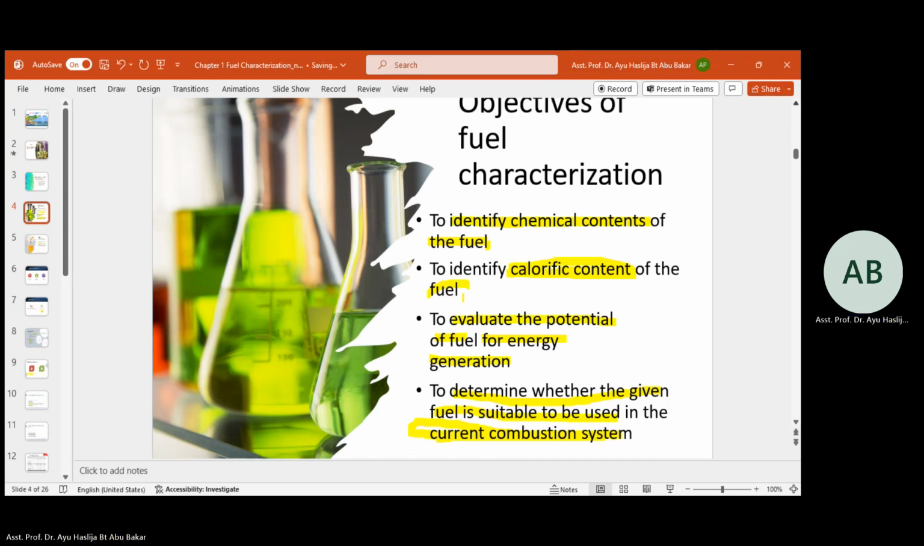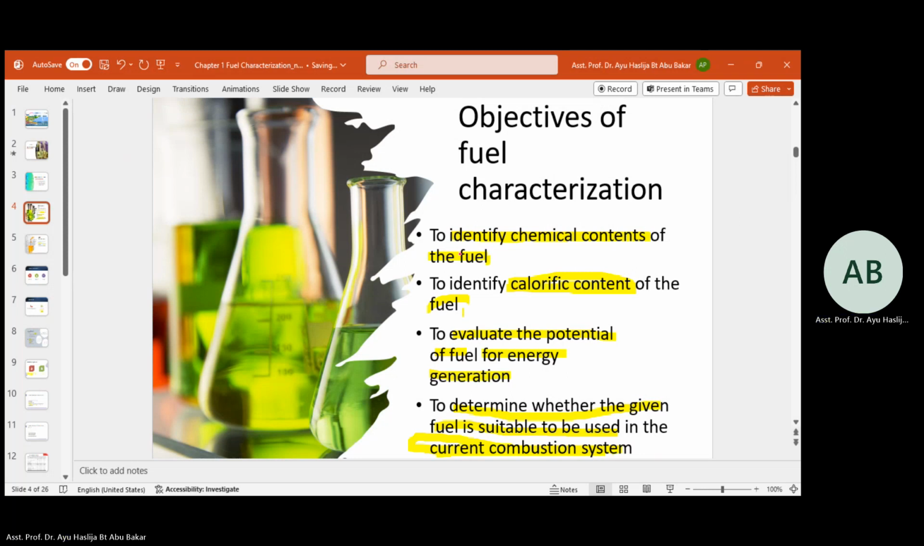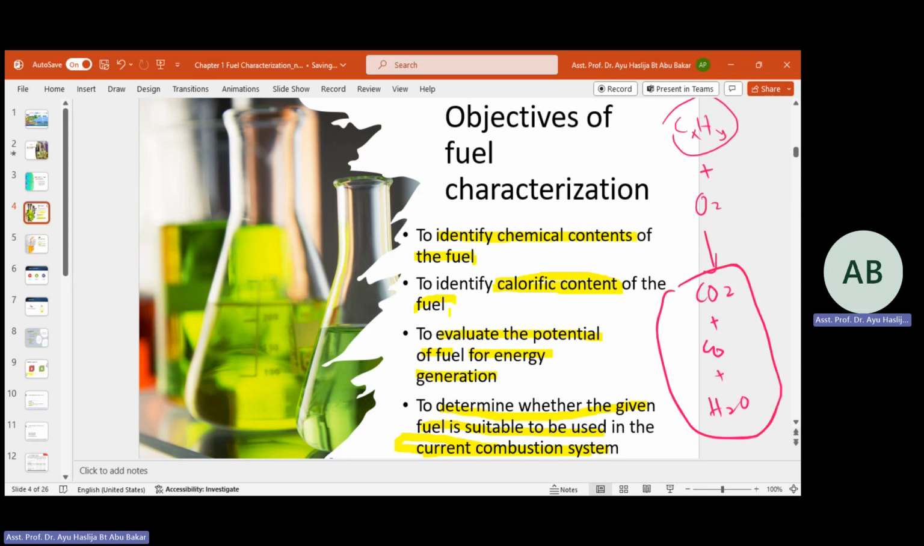The fuel characterization is to identify the chemical contents of the fuel. Let's say you use petrol, you have CH, and from the CH you have the amounts, how many C and how many H. Then it reacts with oxygen, combustion. So here you will produce, in general, CO2 plus CO plus H2O. It is important to identify the chemical contents because you need to know what will be produced, because it will impact the environment.